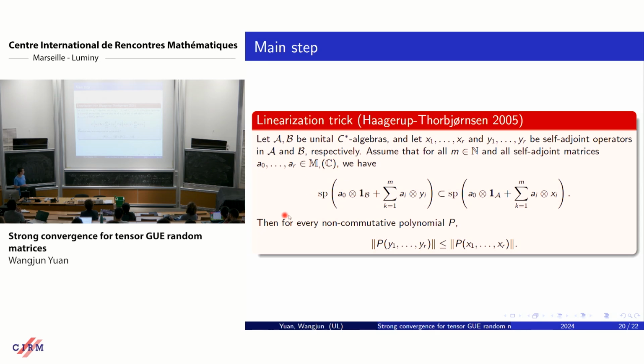And actually, when they prove this kind of result, what they need is a special choice for the Ai. The choice of Ai actually depends quite a lot on the polynomial.